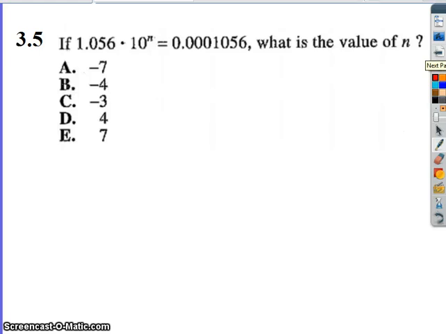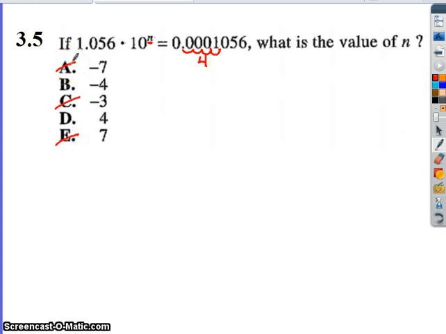Okay, last one. Basically a scientific notation problem. They want to know how much n is, which is based on how many times you move your decimal. So 1, 2, 3, 4. Okay, notice the decimal gets moved behind the 1. So it moved 4 times. The main question is, was it a positive 4 or a negative 4?